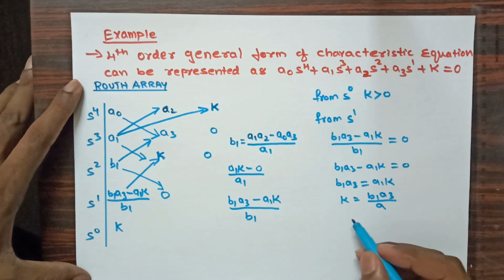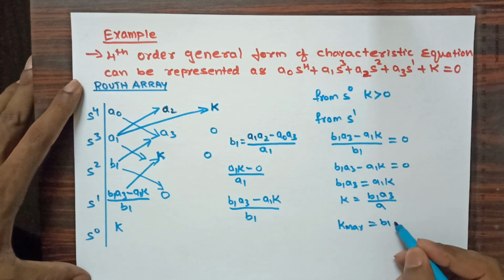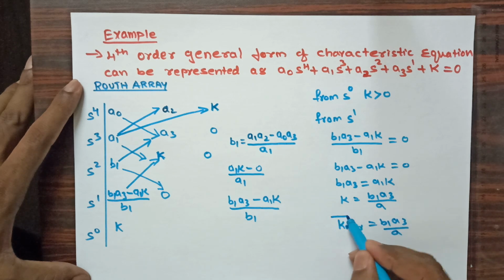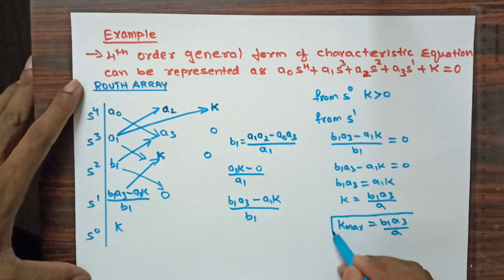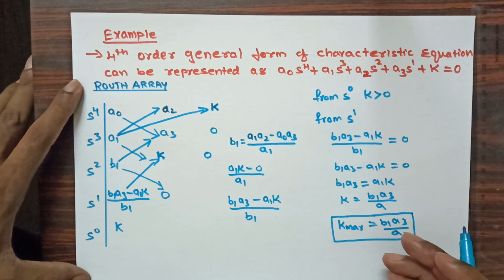So this k is nothing but the k margin value. So k margin is equivalent to b1 into a3 divided by a1. This is the k margin value we got. Now in the problems, these coefficient values will be given. When we substitute those, we will get some value. That value says that this is the k margin value for the marginal stable.